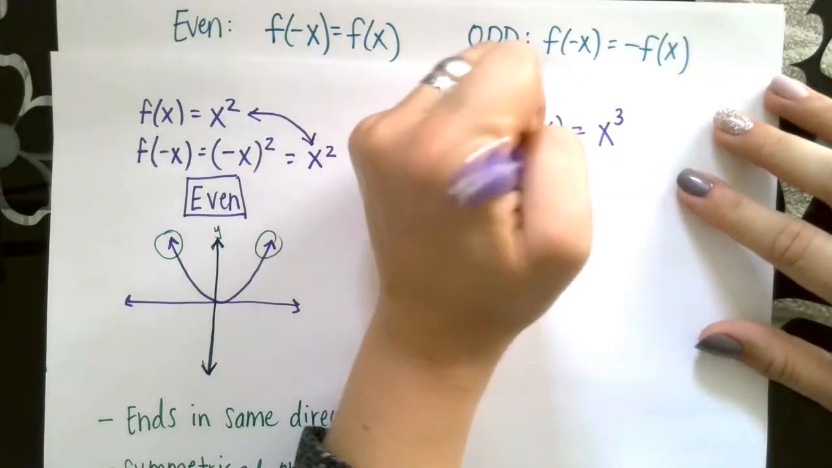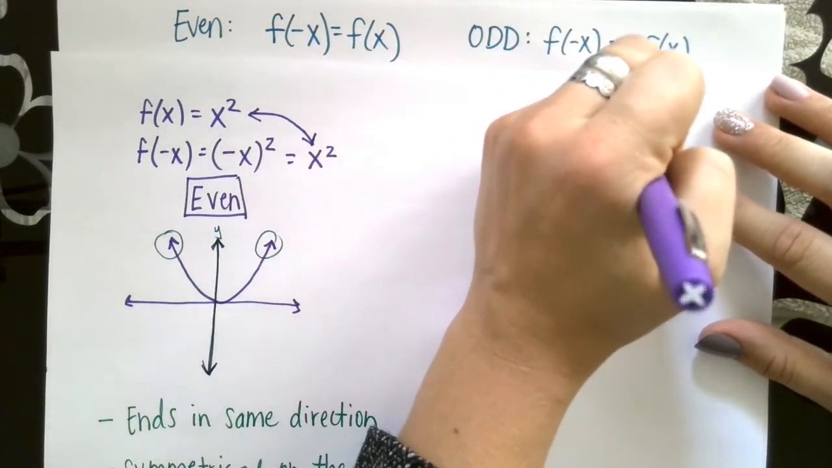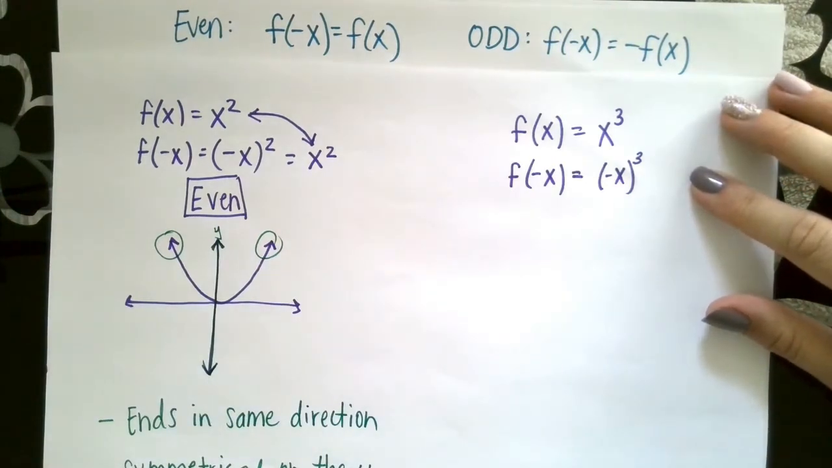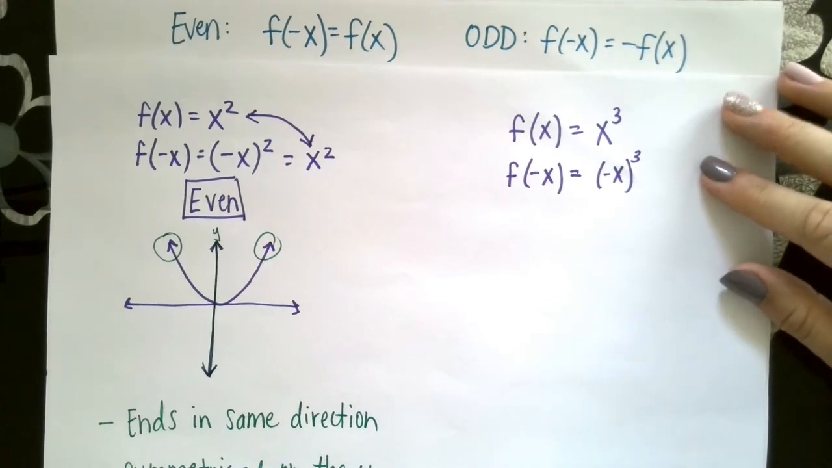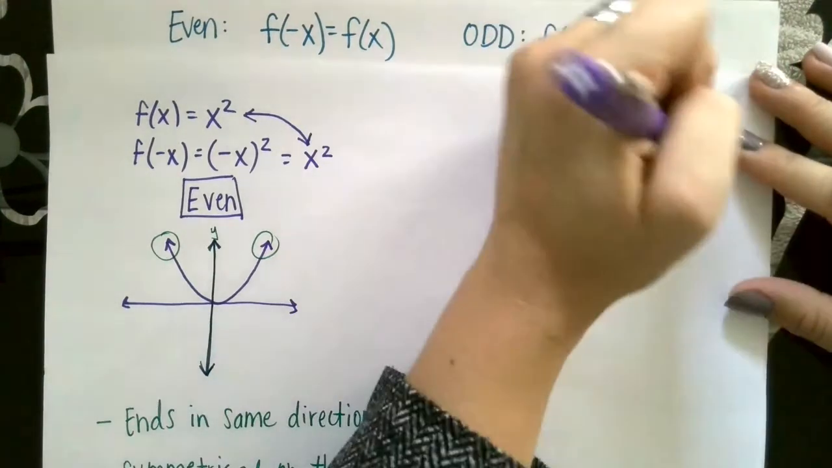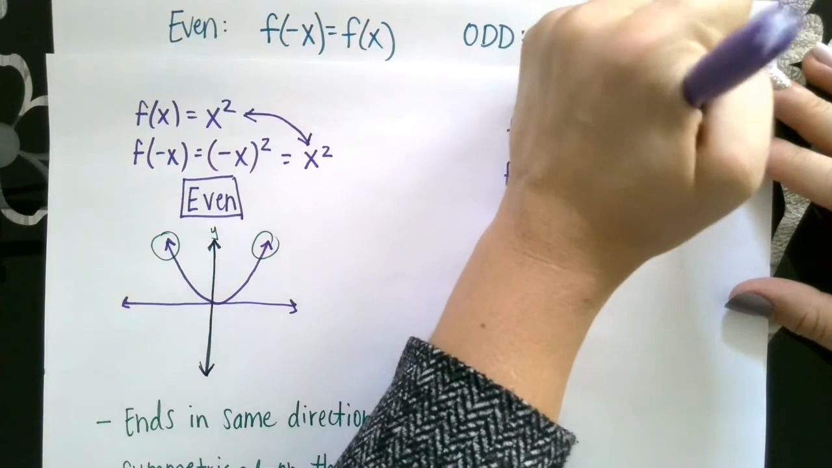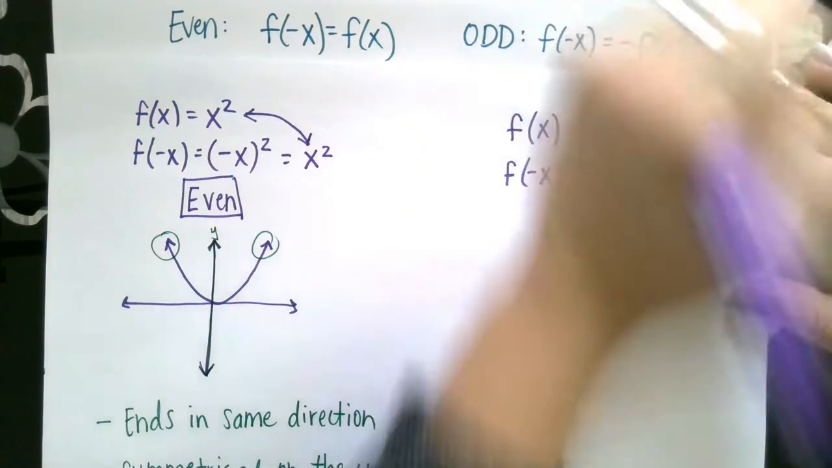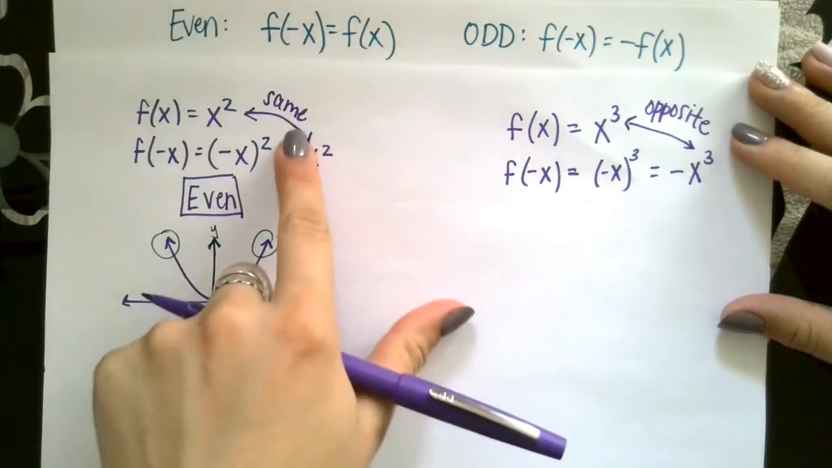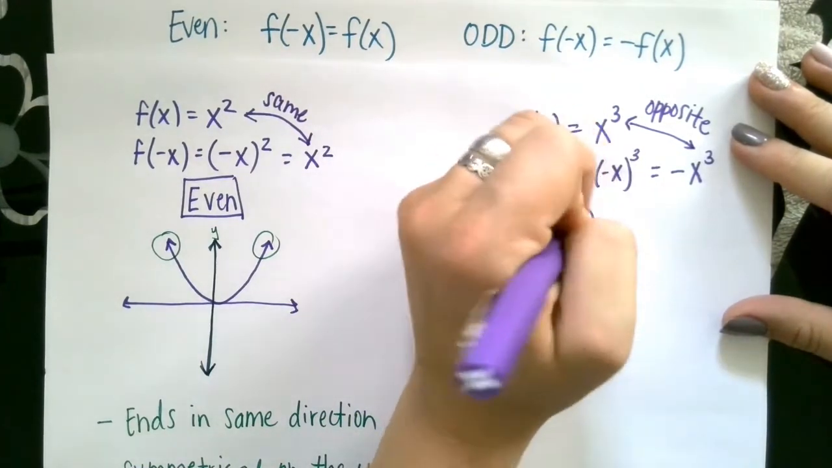So I'm going to plug in my negative x. And now negative x times negative x would give me a positive x squared, but times another negative x gives me negative x cubed. So now you can see when you look at these two, they are opposite. Over here, they were the same. So same means even, opposite tells me it is odd.